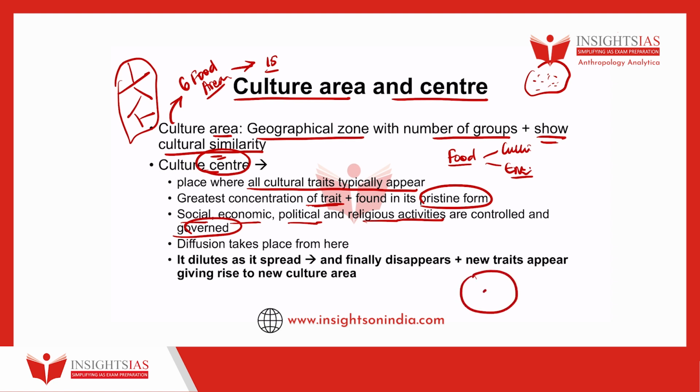So now if you take this as a culture area, and this as a culture center, diffusion happens from this culture center, is what he says. As you move away from the culture center, it starts to dilute, and finally it disappears, giving rise to a new culture area. As a new trait starts to appear, it gives rise to a new culture area. This is how diffusion of culture occurs, and he explained this in the form of culture area and culture center.